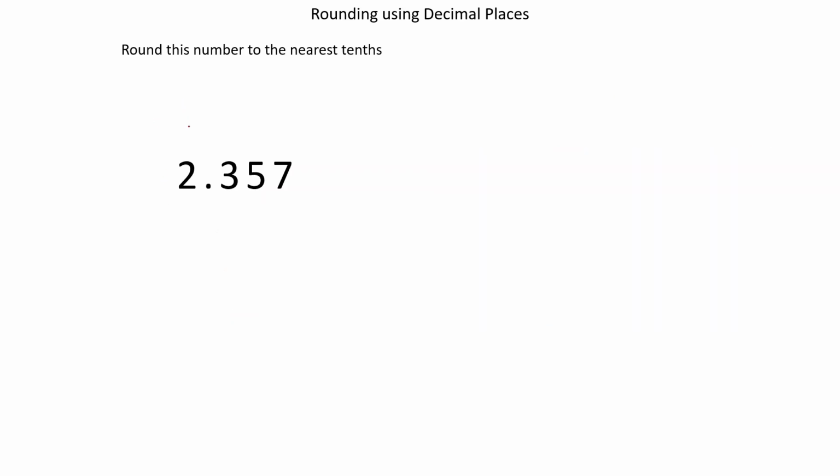Okay, round this number to the nearest tenths. My tenths place is the 3. I'm now going to draw a line here. Since the number to the right side of that line is 5 or greater, in this case it's just 5, so I'm going to round this 3 up by 1 and make everything else to the right side of that line 0. So I'm going to get 2.400. So my final answer should be 2.4.